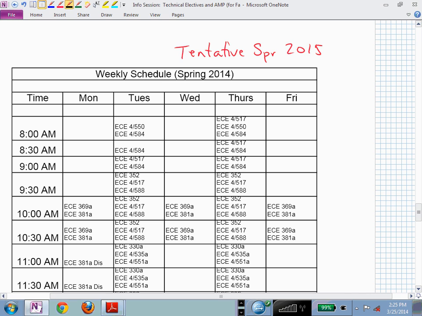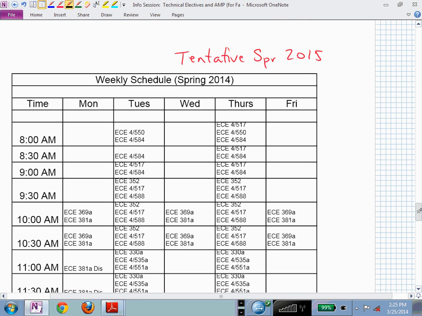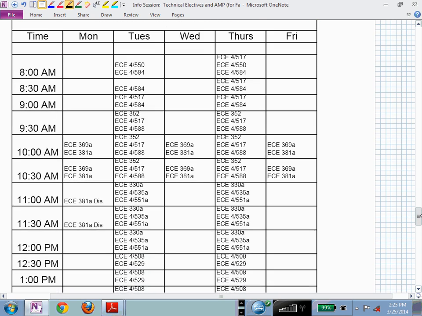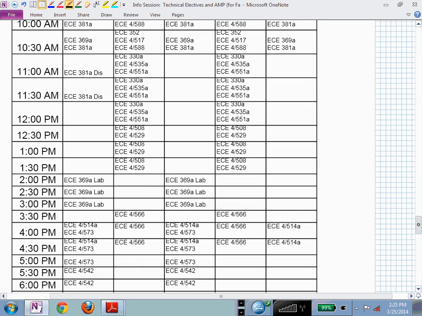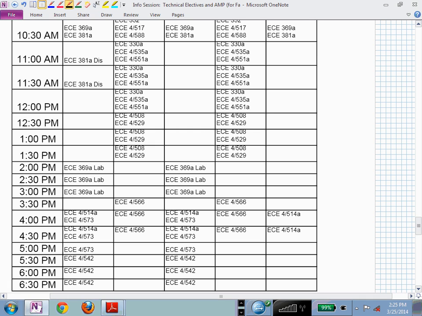And here's the spring schedule now, and so that's the tentative schedule for next spring. And this may be a little bit more fluid than the fall, and that will be available to you. Are there questions on technical electives? I didn't want to keep you here real long. I wanted to try to do it somewhat quickly.